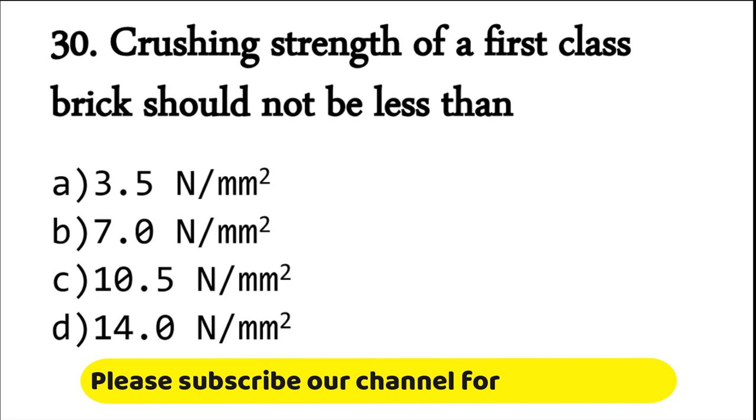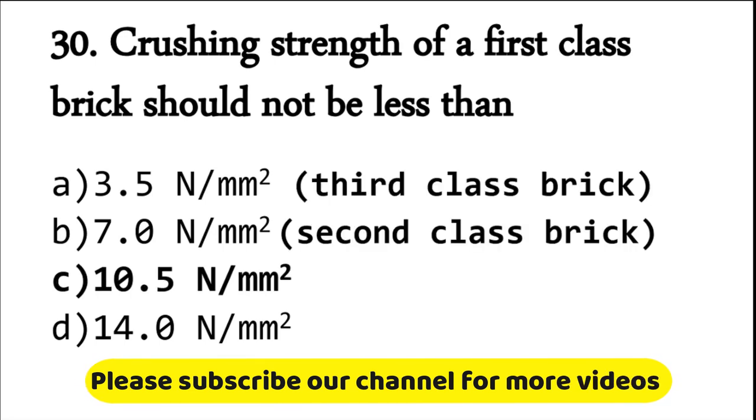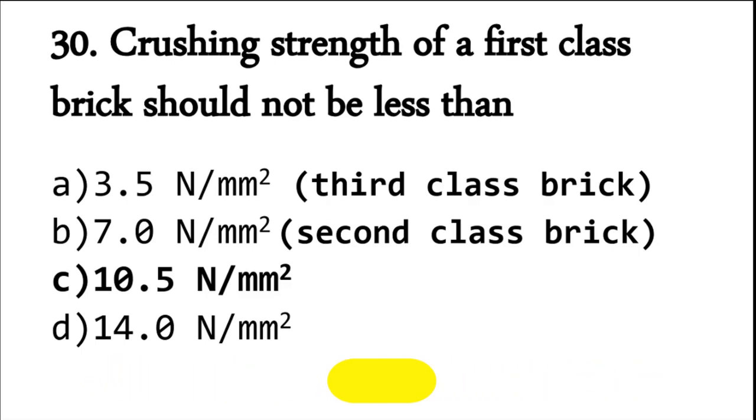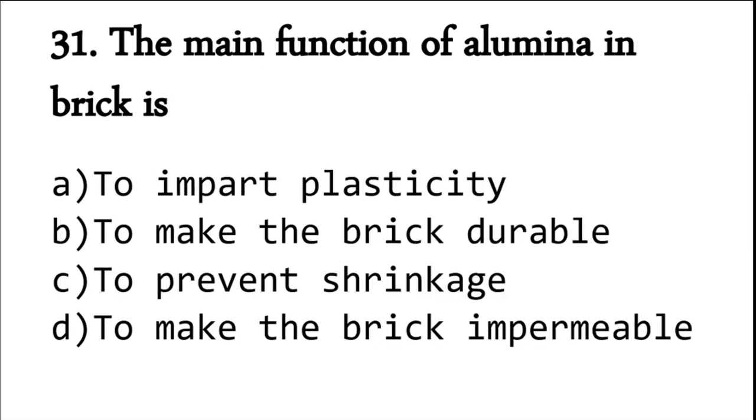Okay, for second class, its crushing strength should not be less than 7 newton per millimeter square, and also for third class brick, its value should not be less than 5 newton per millimeter square. Okay, so the main function of alumina in brick is to impart plasticity. A is the correct answer.